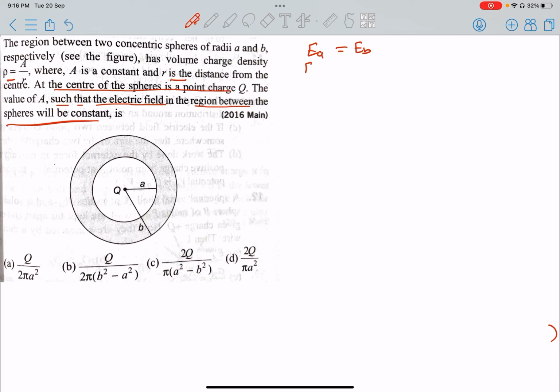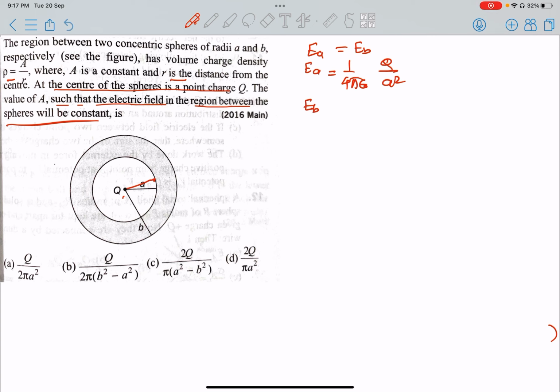What is EA? EA is nothing but the electric field at a radius A. What is the electric field at a radius A? We can see inside the sphere of radius A, inside the Gaussian surface, there is only the point charge Q. That means the electric field at A will be only because of Q. This is Gauss's law. So the electric field at radius A will be nothing but 1 upon 4 pi epsilon naught, Q upon A square. This is the standard formula for the electric field at a distance A from a point charge.